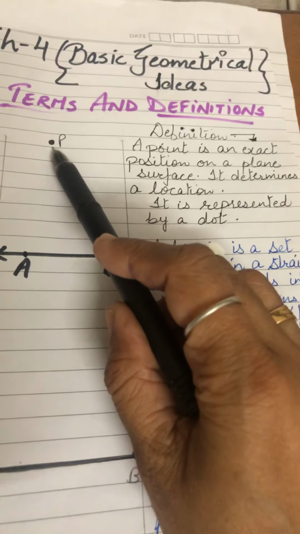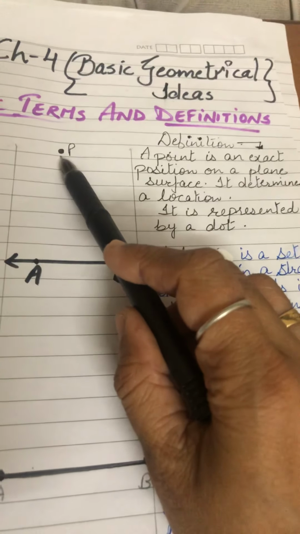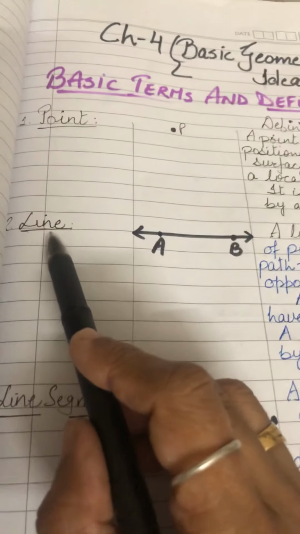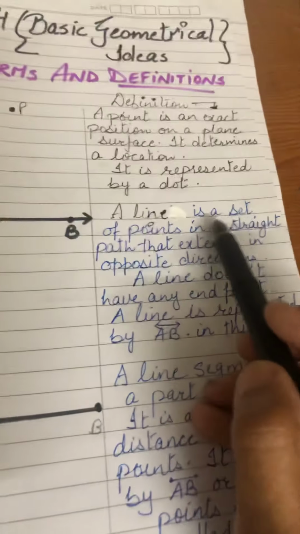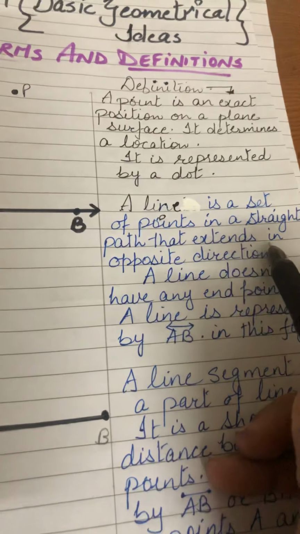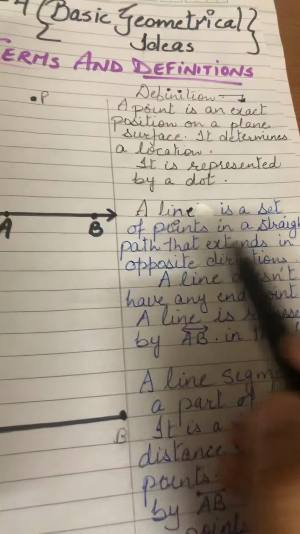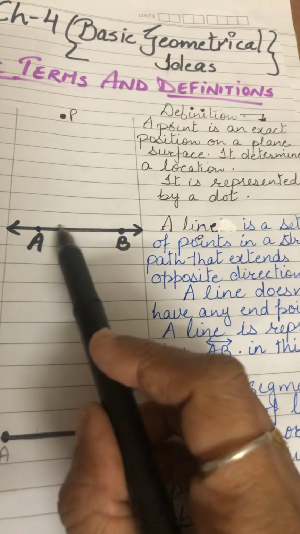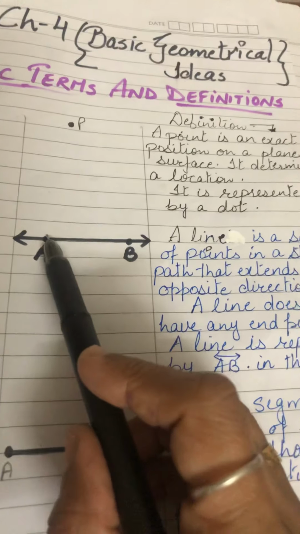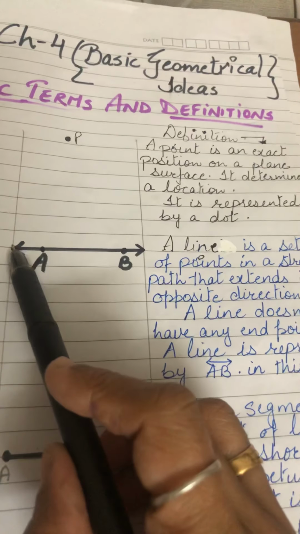I have represented this point with capital letter P. What is a line? A line is a set of points in a straight path that extends in opposite directions. So we can represent a line with two arrows, which means it goes endlessly in both the directions.